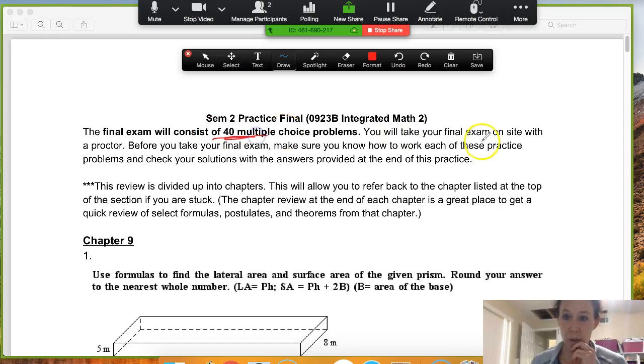You can use a calculator. Okay, so if you don't have a calculator, you cannot use your phone. Your phone can't be your calculator. I know students will be like, I use my phone as a calculator, but your phone is also access to the internet and can give you all kinds of information. So you cannot use your phone.